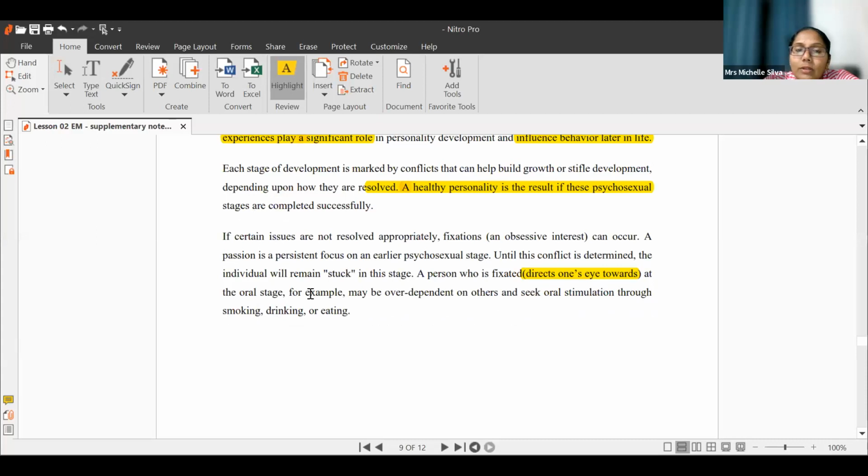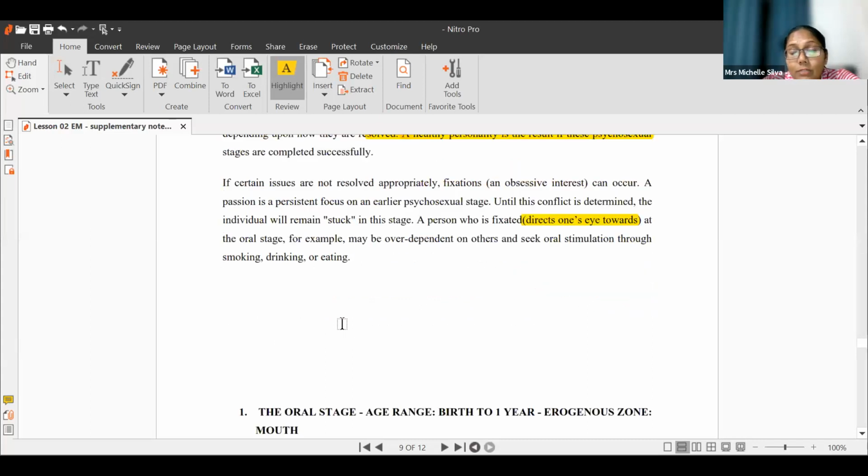As I told you, in the oral stage, for example, a person may be over-dependent on others and seek oral stimulation through smoking, drinking, and eating. Not only smoking and addiction to drugs, sometimes some children take very heavy diets.